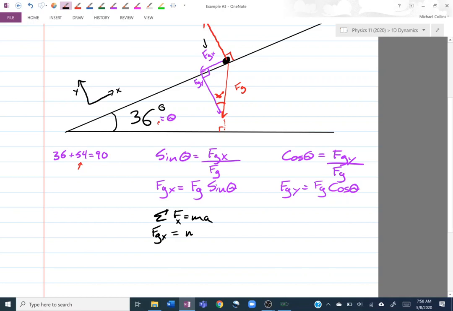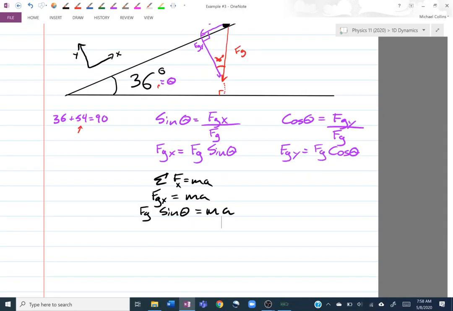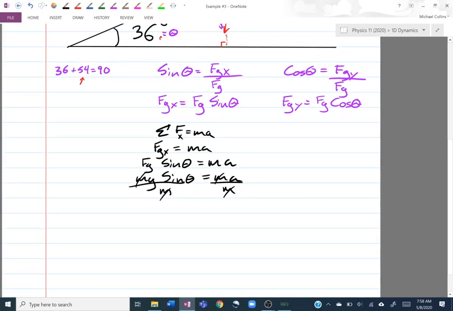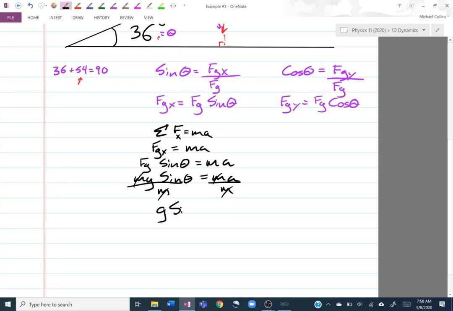FGx is going to be equal to ma, and FGx is FG sine theta, so FG sine theta equals ma. FG, straight off your formula sheet, is always, if you're close to the surface of the Earth, mg. So mg sine theta is equal to ma. And you should notice something right now about the left-hand side of your equation and the right-hand side of your equation. You should notice that they both have an m in it. So I can divide both sides by m, and I realize that this equation is independent of mass. g sine theta is equal to a.